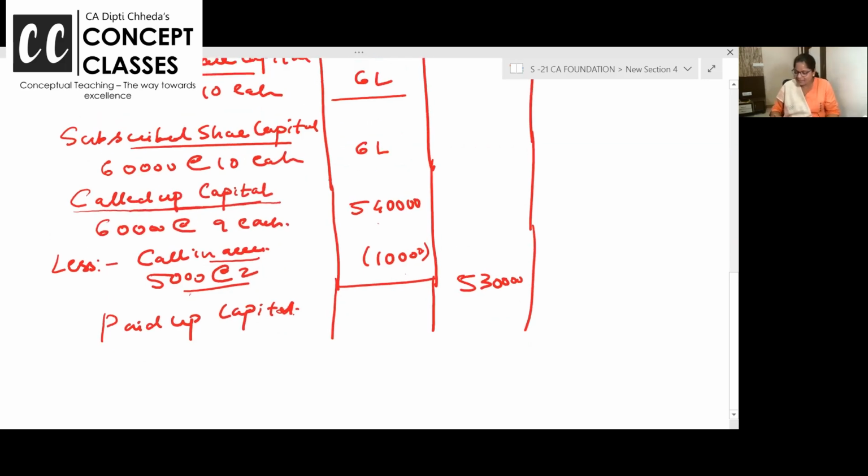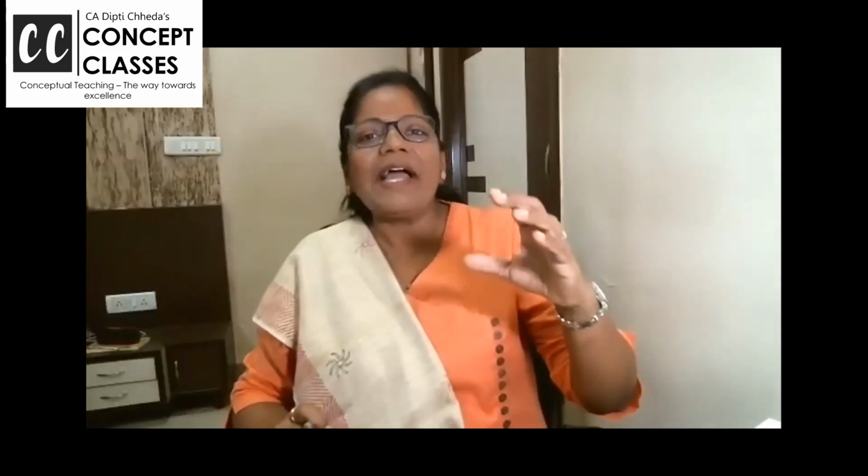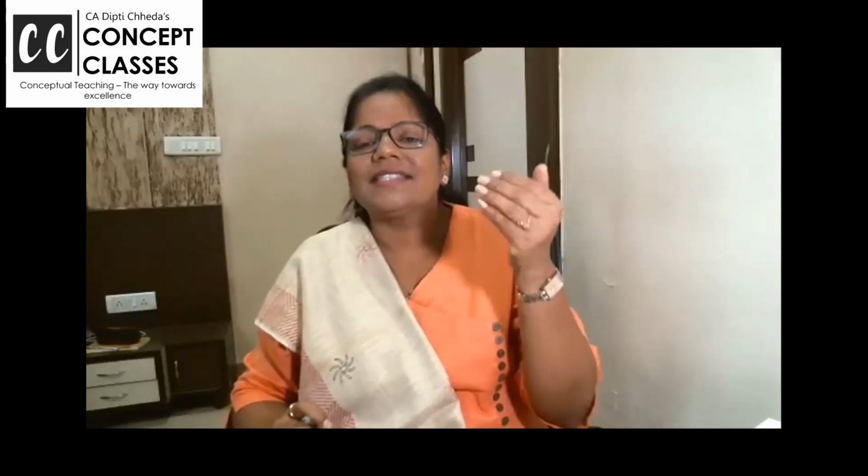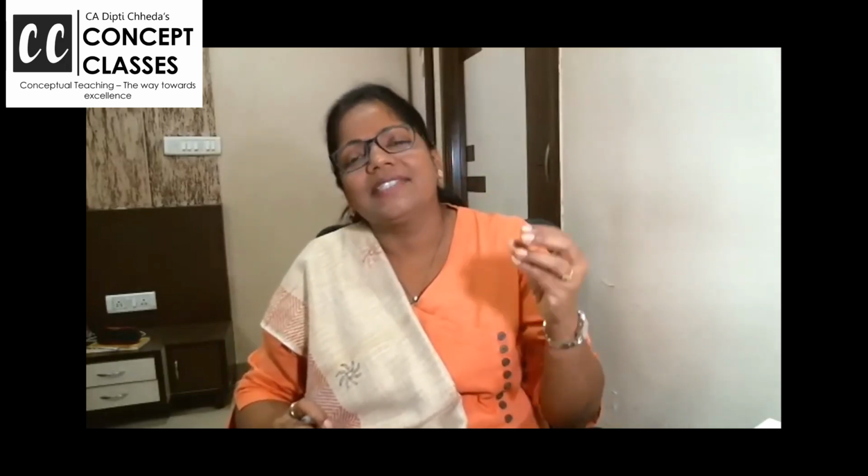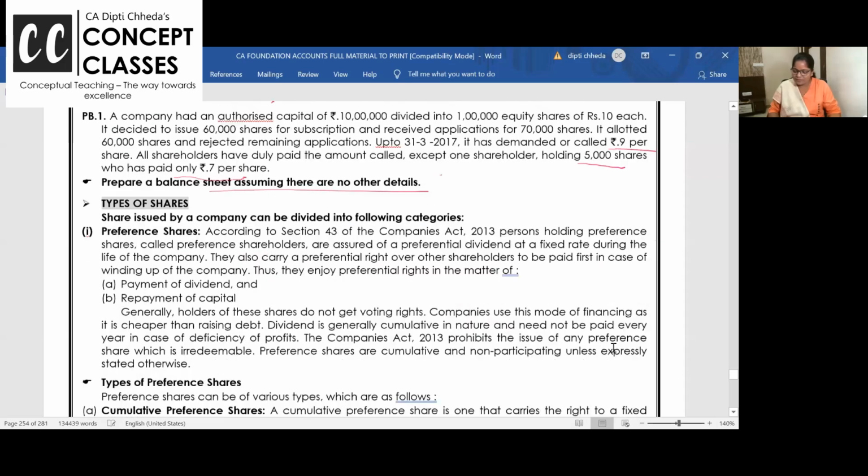Nice, easy. So what you have learned? In the balance sheet, call in arrears is deducted from the issued share capital. We issued 60,000 into 9, but something came less, call in arrears. Outer column, paid up capital. How much money came in? All clear to all of you? Yes. Okay.